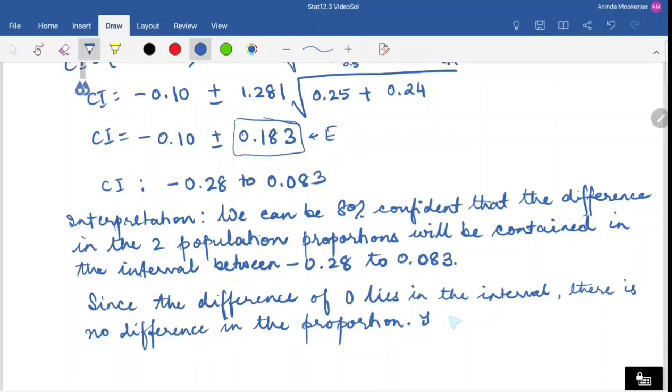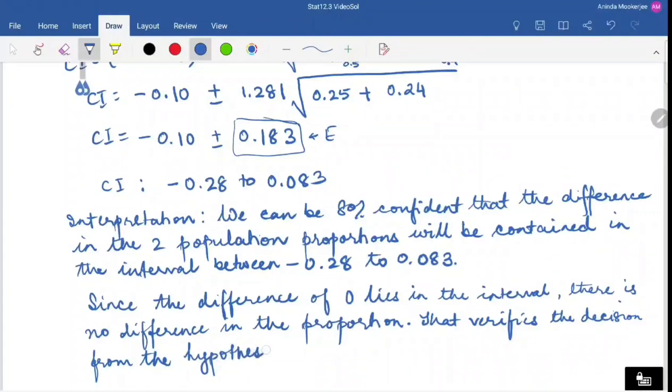So there's no difference in the proportion. That verifies the decision from the hypothesis test. So that's how you're going to work out these kinds of problems in comparing two proportions from the hypothesis test.